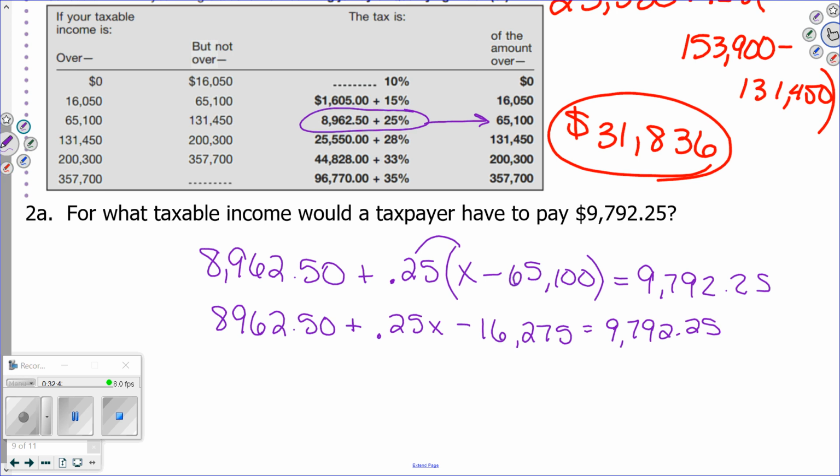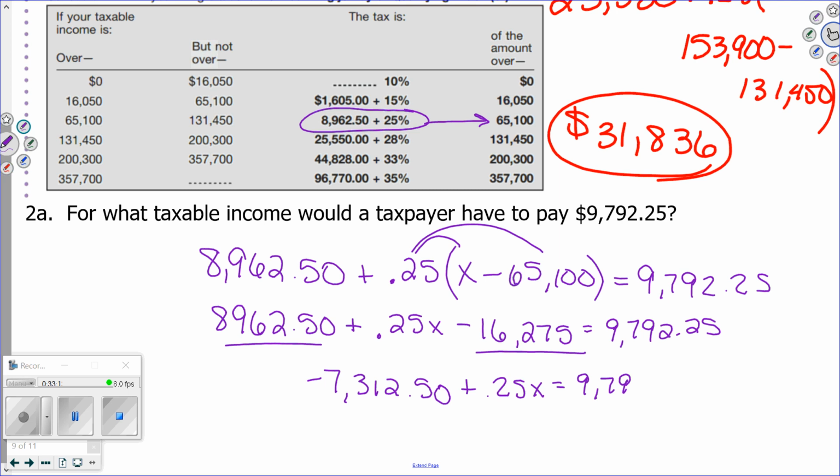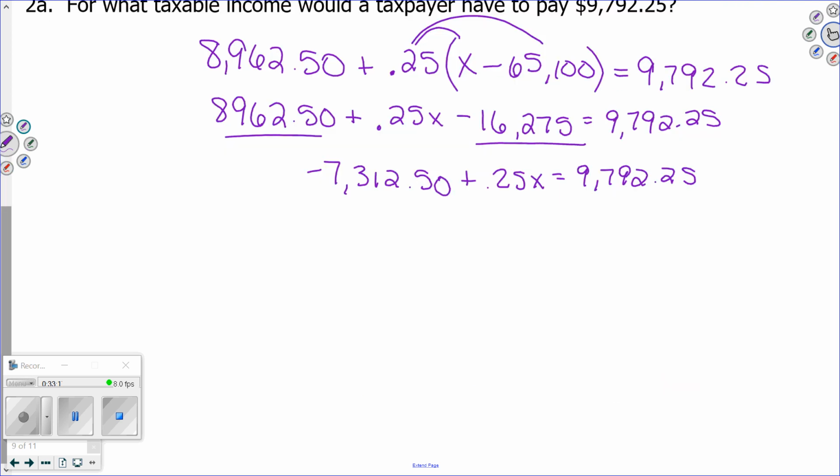You try and do it in your head, Josh. All right, so all I did right there was distribute. What do I do next? Collect like terms. We have this and this. Yep, so we're going to subtract that. So that gives me negative 7,312.50 plus the 0.25x equals this. Good, we're going to add that over there.